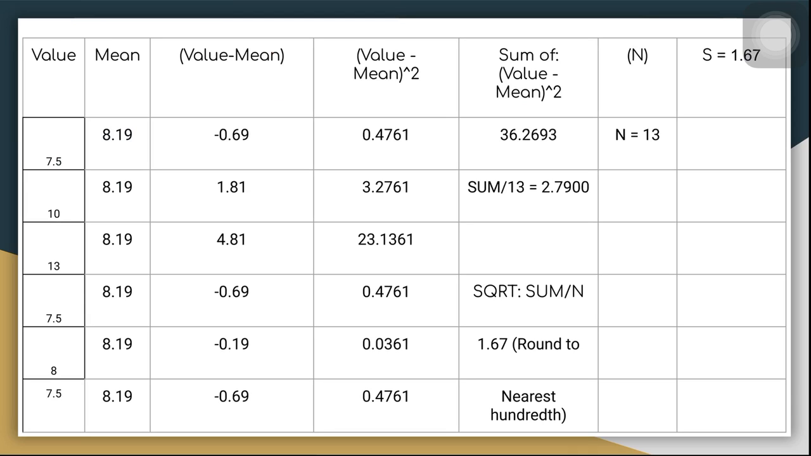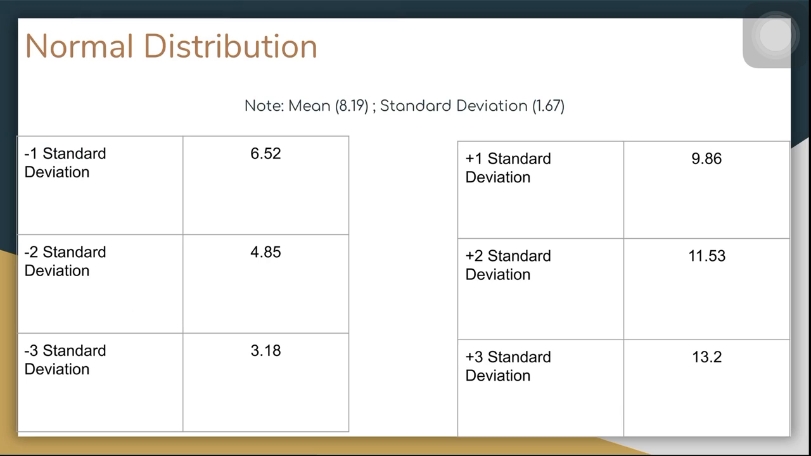So here's the other data point that I collected, and this all adds up to 13. So here's the normal distribution. This is standard deviation. The first standard deviation is from 6.52 to 9.86. The second standard deviation is 4.85 to 11.53, and the third standard deviation is 3.18 to 13.2. Note that the mean is 8.19 and the standard deviation is 1.67.